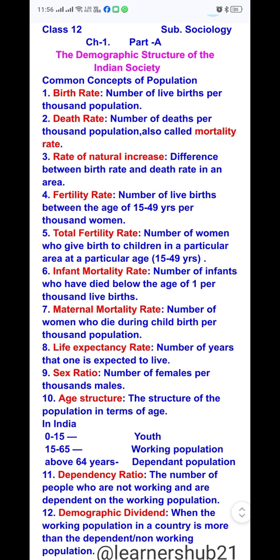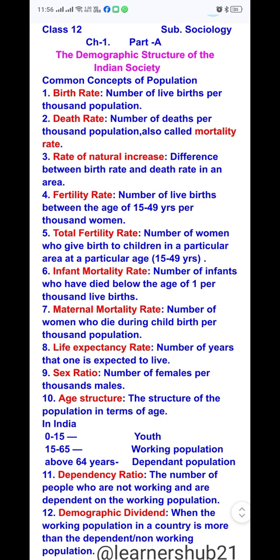Now look at the next concept, that is the rate of natural increase. When we take the difference of the birth rate and death rate of a particular area, what we get is known as the natural increase.